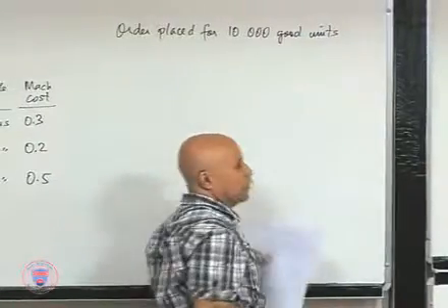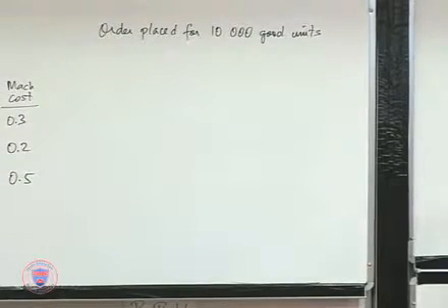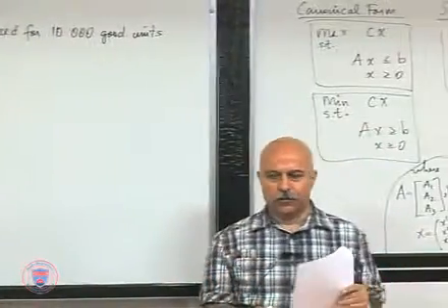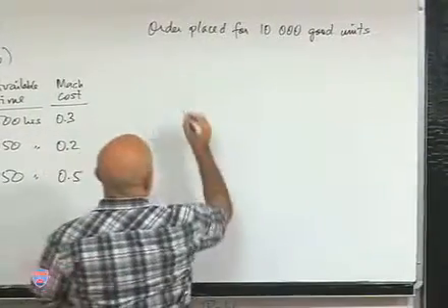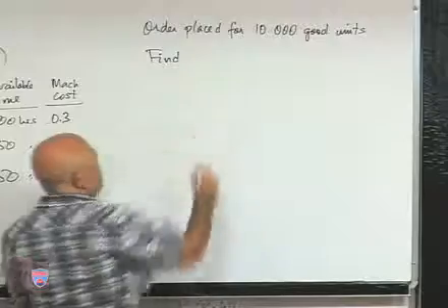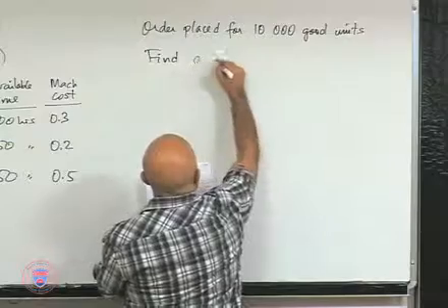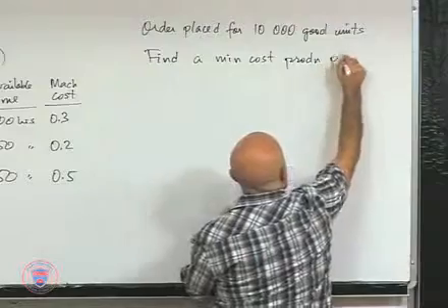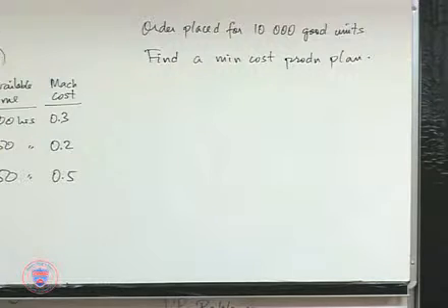So, a customer places an order for 10,000 good units of the designs of these products. 10,000 good units as a combination, in other words, the total of all different kinds of designs. And what you need to do is to find a minimum cost production plan. All right, so that's the way the problem is stated.